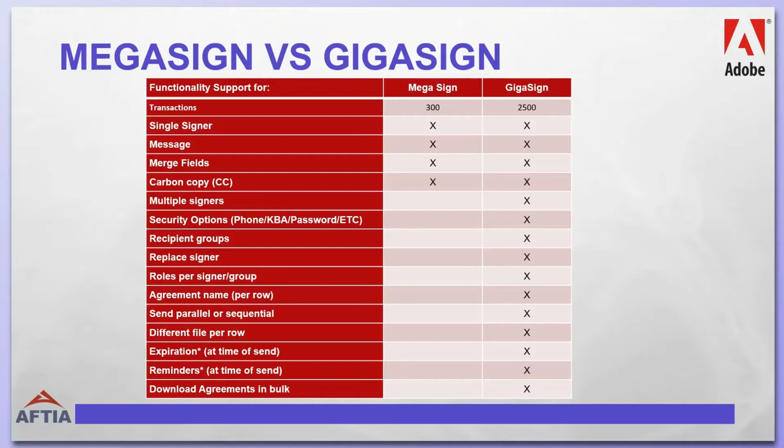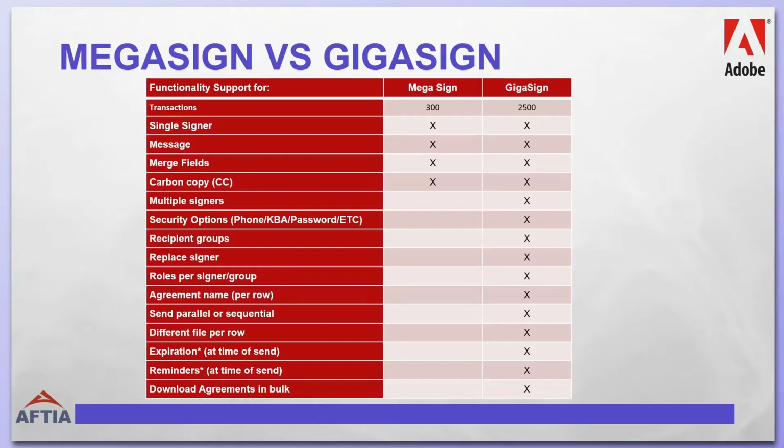There's also an advanced feature with GigaSign called File by Row. Now, what that feature allows me to do is to actually send different documents to each recipient. So we can actually specify in the CSV file what document we want to send to that particular recipient.